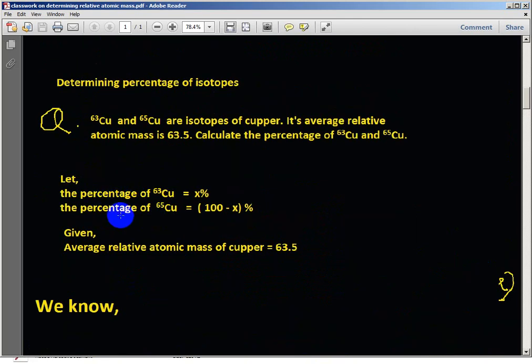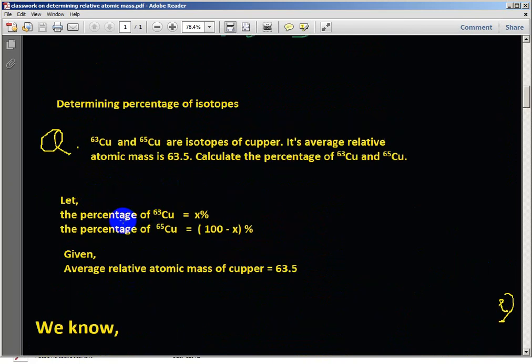Suppose the percentage of copper-63 isotope is X. So what will be the percentage of copper-65 isotope? We know the total abundance is 100. If it is 10, it will be 100 minus 10, so 90. So we write the percentage of copper-63 as X, so the percentage of copper-65 will be 100 minus X.